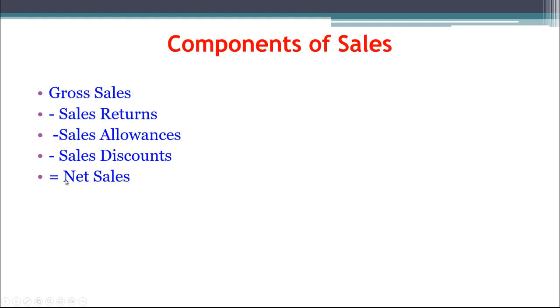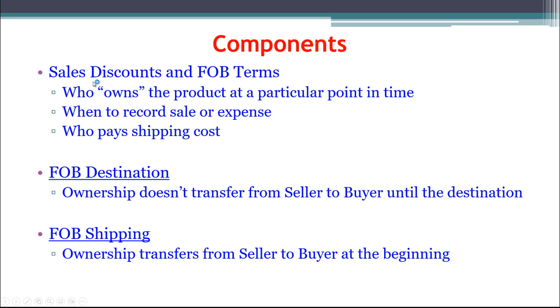Most companies on their income statement tend to report net sales, and then if you wanted the details, you'd have to go to the footnotes to the financial statements. So now we're going to focus in on sales discounts. The returns and allowances are pretty straightforward.